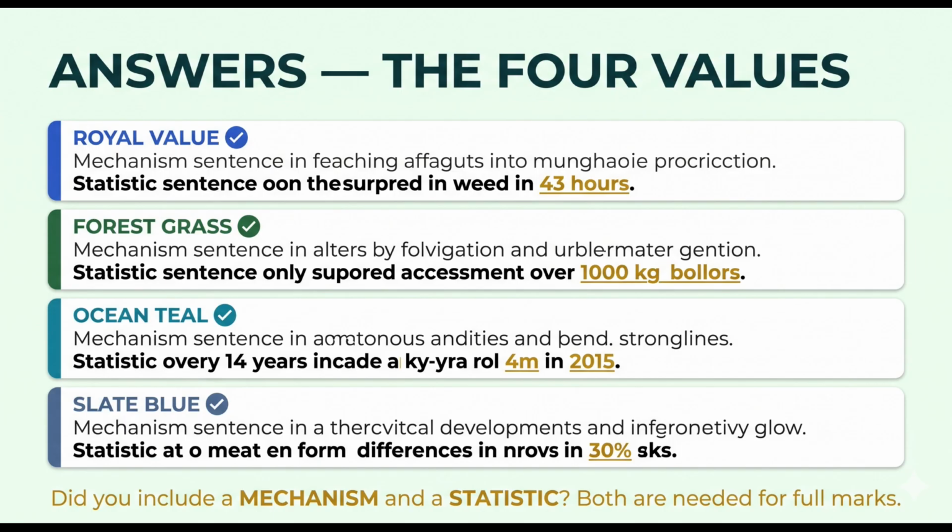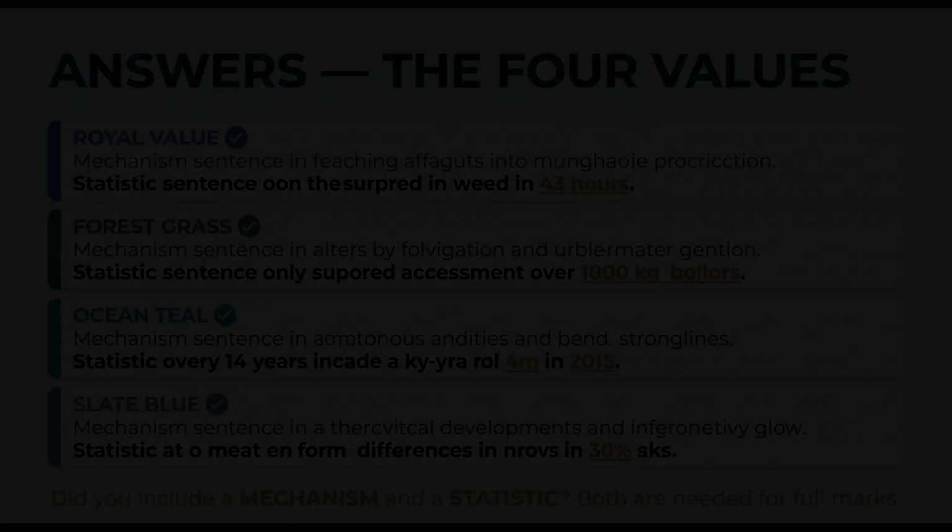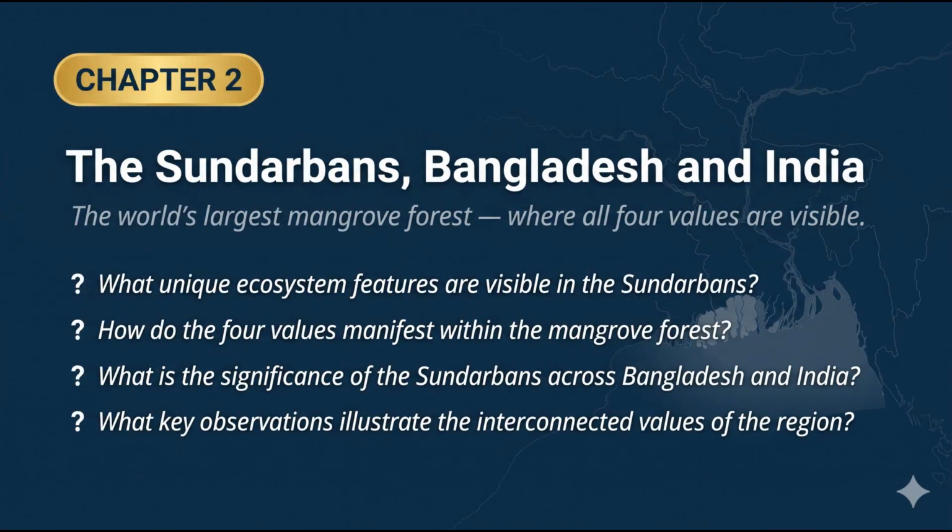Check your own answers. Did you include the mechanism, the process? And did you include a statistic? Both are needed for full marks. Chapter 2. The Sundarbans. The Sundarbans is the world's largest mangrove forest, and it is perhaps the most important case study in this entire topic because it demonstrates all 4 values of mangroves in one place, and it also faces nearly every threat we are about to discuss.